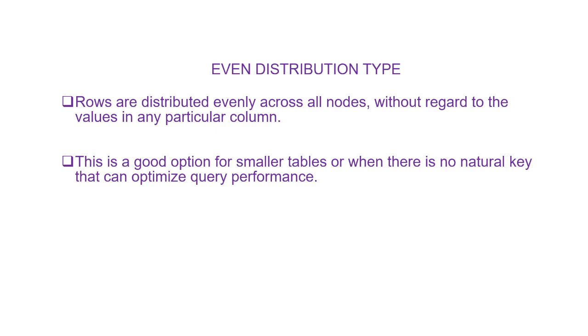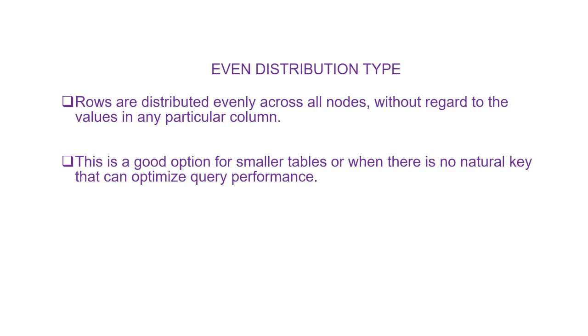Now, to understand this, it is like whenever we are playing cards, right? If four people are playing cards, when we distribute the cards, we give one card to each one, right? So you have a 52-card deck, so one card for each one. You can think of that as similar to the even distribution type of Redshift.